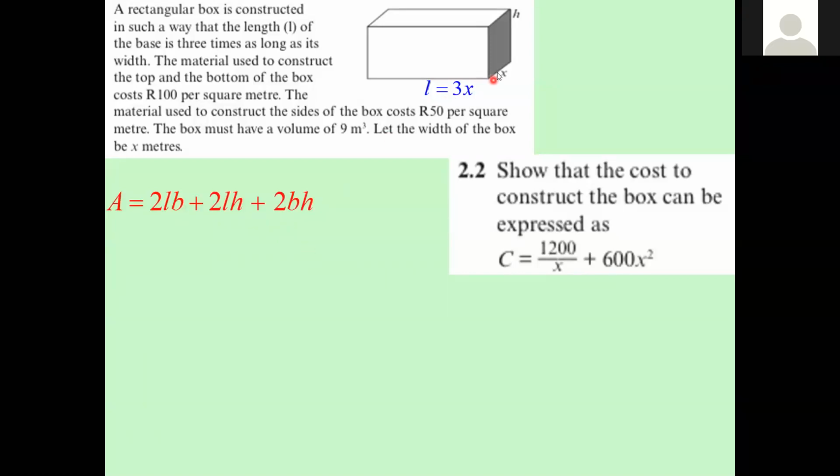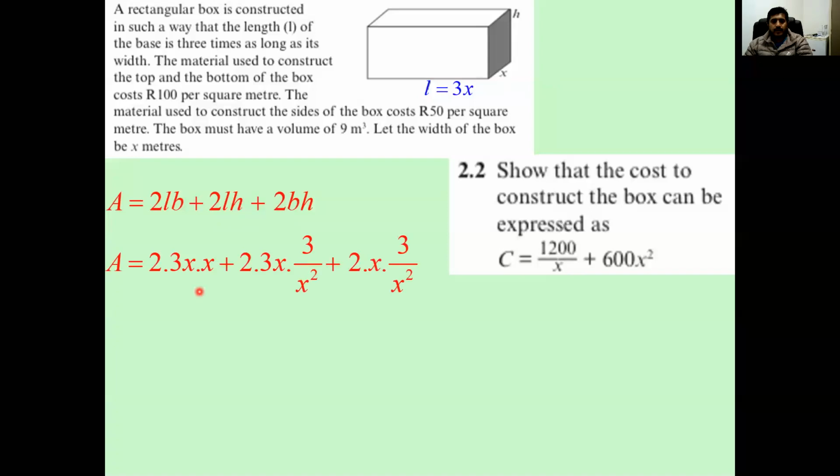Now we're going to substitute the values given in the diagram. So the length is 3x, the breadth is x, and the height we found in the previous slide. So let's put it all together. Length is 3x, the breadth is x, the length is 3x. Remember your height we found in the previous slide, your height was 3 over x squared. Plus 2, breadth is x, and your height is 3 over x squared. Sorry, I'm moving too fast.